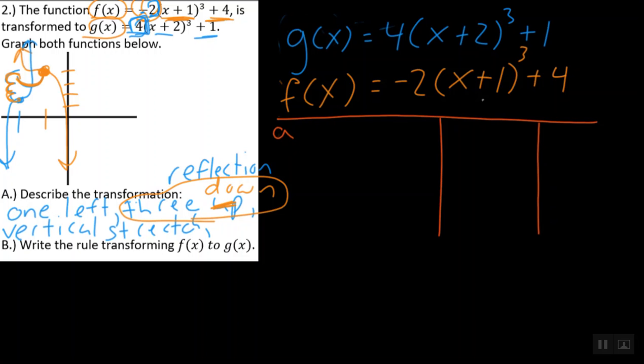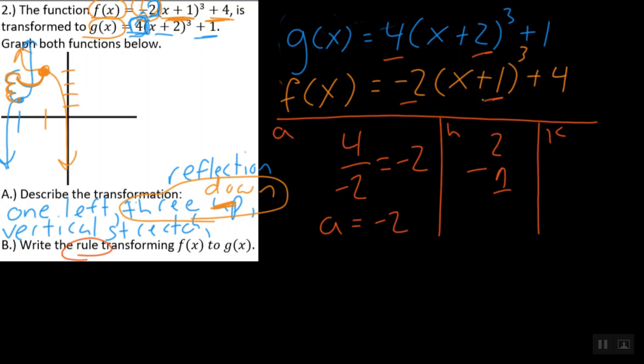So we can go ahead and write our a value, we can write our h value, and we can write our k value. Remember, we get our a value for the transformation rule by dividing our two a values. So this is the first time where we'll have a non-1 number. We'll do 4 divided by negative 2, and we'll get negative 2. So a is equal to negative 2 for the rule. Now here for h, we have a positive 2 minus a positive 1, which gives us a positive 1. And here we have a 1 minus a positive 4, which is really negative 3.